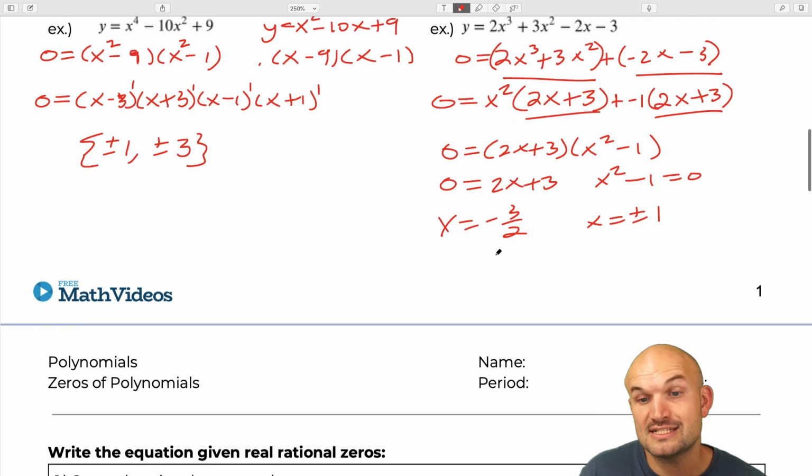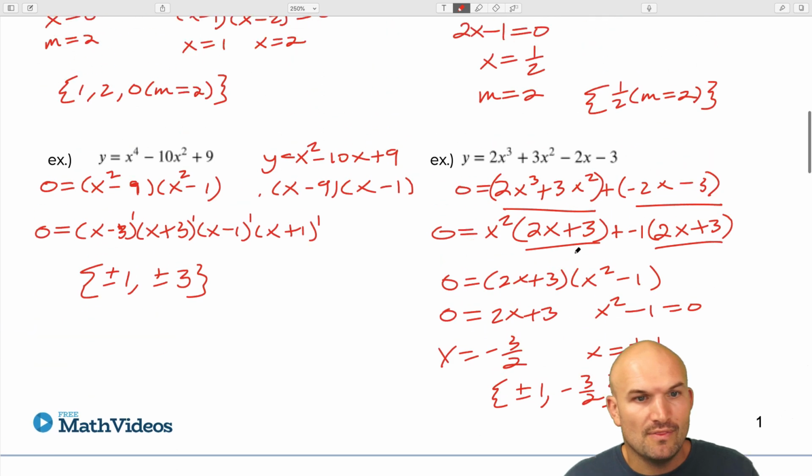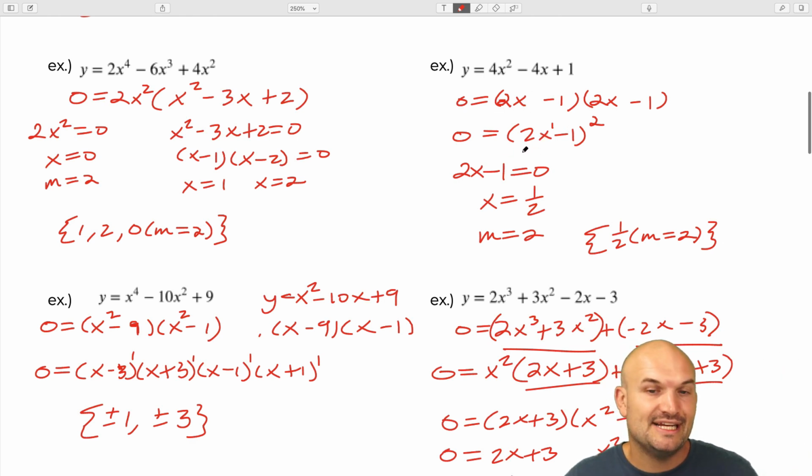So writing this as a solution set, we'll write plus or minus 1 and a negative 3/2. And again, these all are going to have a multiplicity of 1. So this is called your factoring by grouping. All right, so this whole process was taking an equation, factoring it down, setting it equal to 0, setting each factor equal to 0, and then solving.